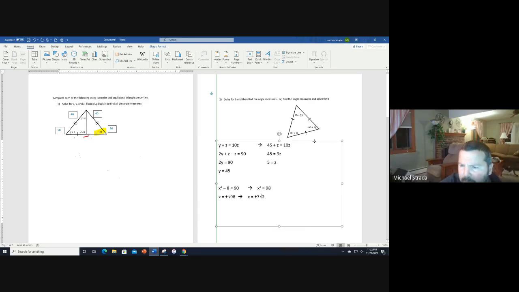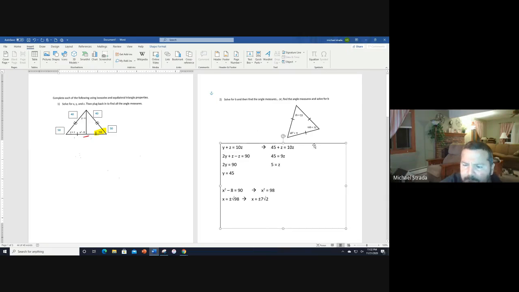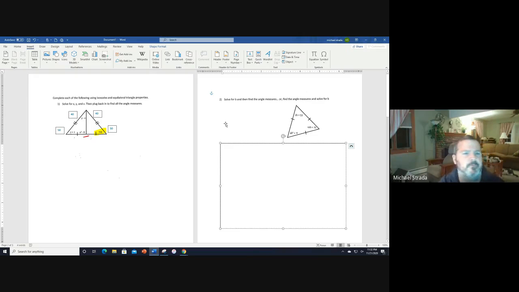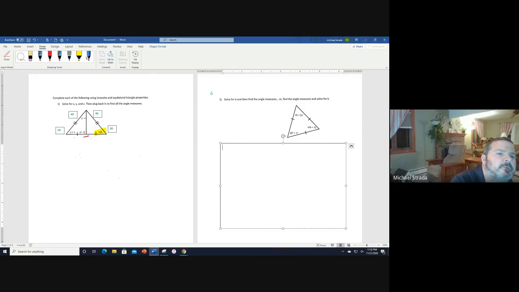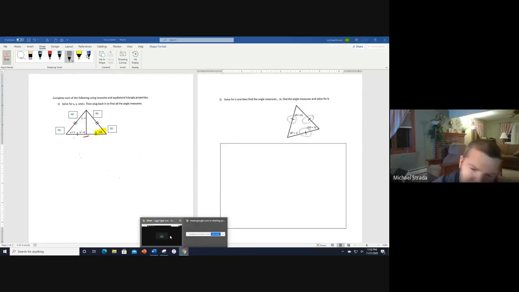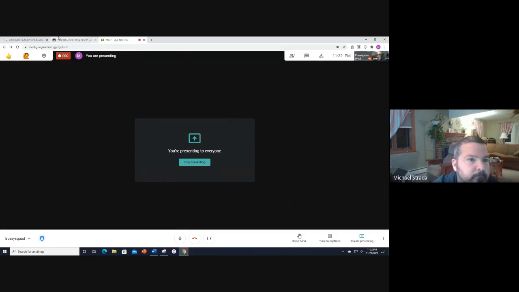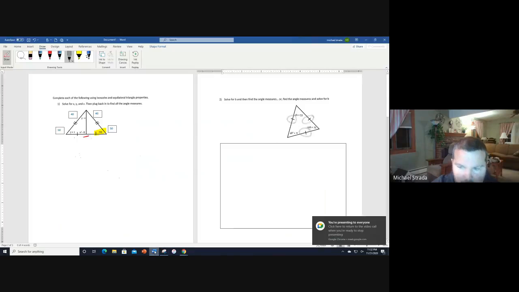Now I'm going to come over here. And we're going to look at this and go, okay, now all three sides are congruent. So all three sides are congruent. That means the triangle is equilateral, which means each angle, oh, fudge. Thank goodness. Okay. So that means each angle is 60 degrees.